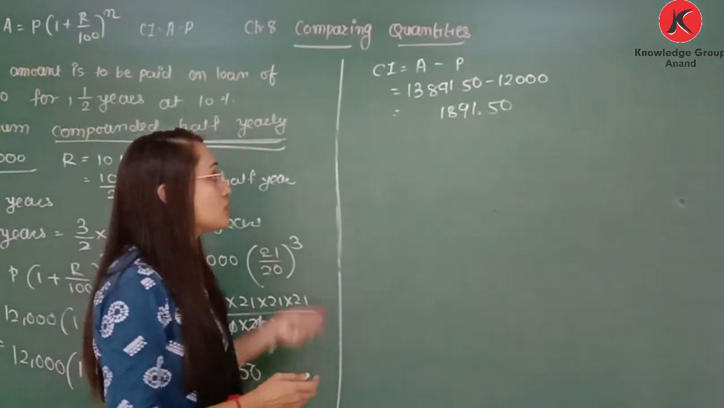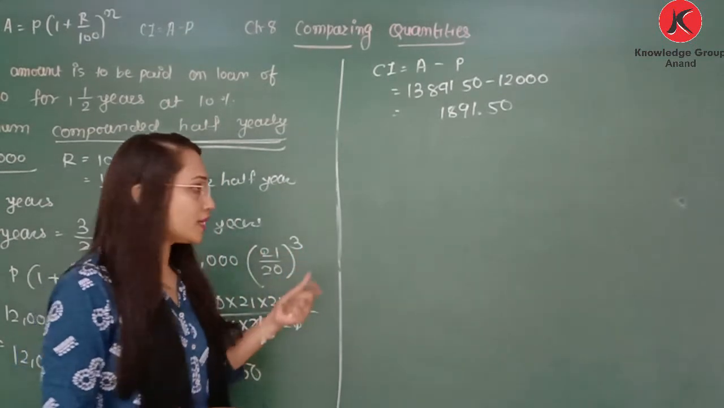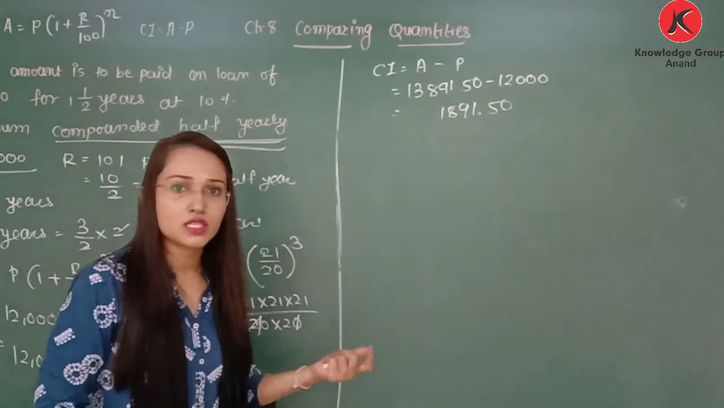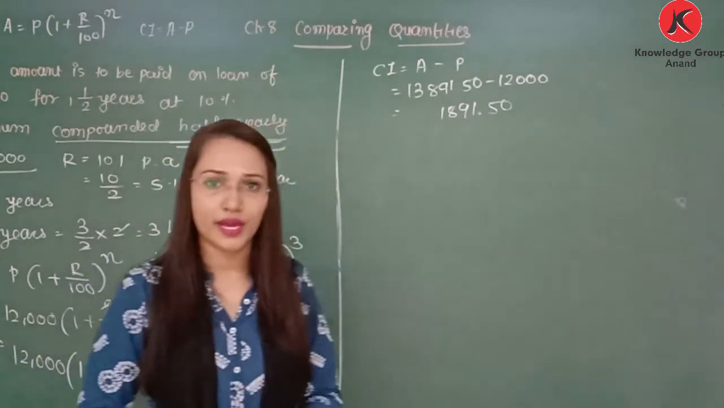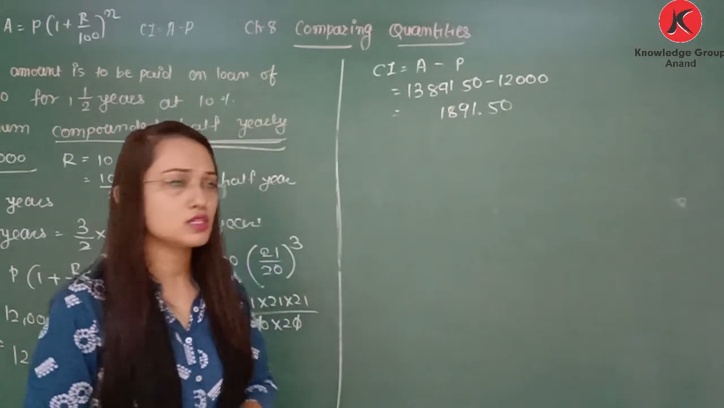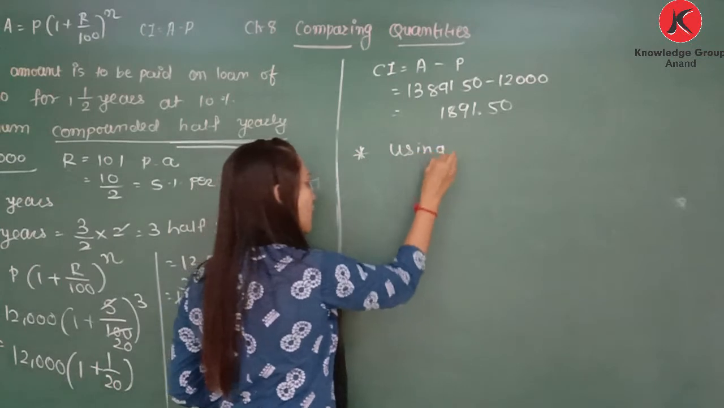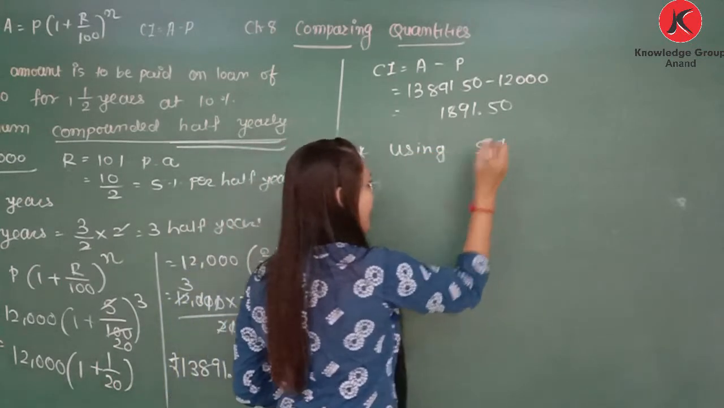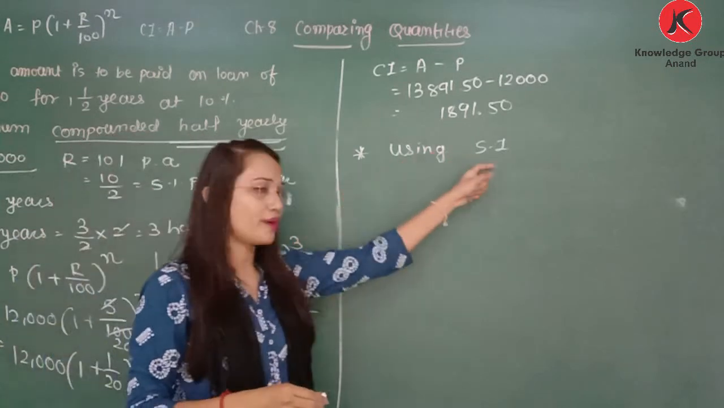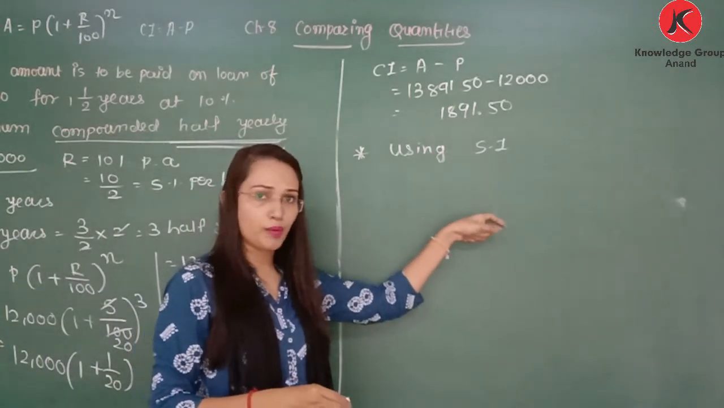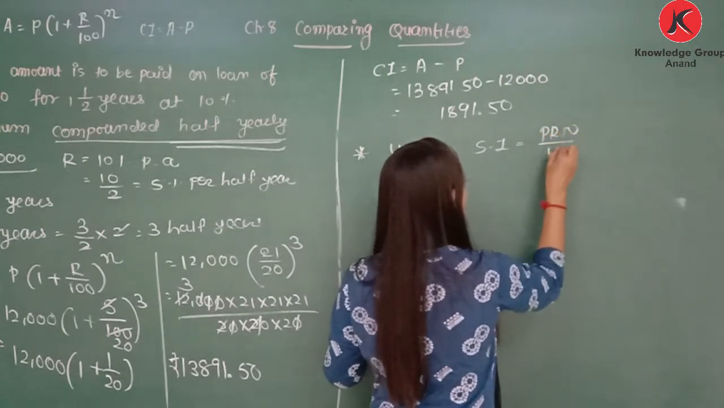Now let's use the method of using the equation for simple interest. So what is compound interest? Compound interest means the amount of the previous year becomes the principal of the next year. So that is what compound interest is. So we can use the equation for simple interest to find the compound interest. In the starting of the compound interest topic, we learned the method of using the simple interest equation to find the compound interest. So let's check your answer by using this equation.